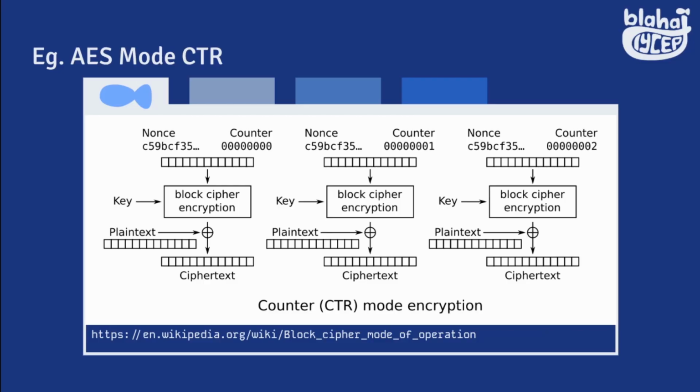Then to decrypt with the same nonce and the same key, if you have the key, then you can derive this key stream that you can use to XOR with the ciphertext to get the plain text. Yeah. Any questions with this?